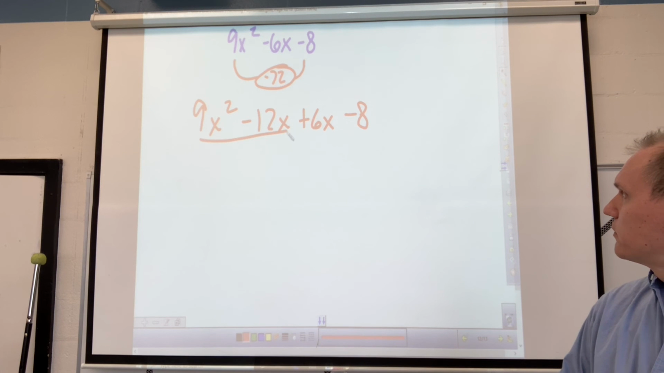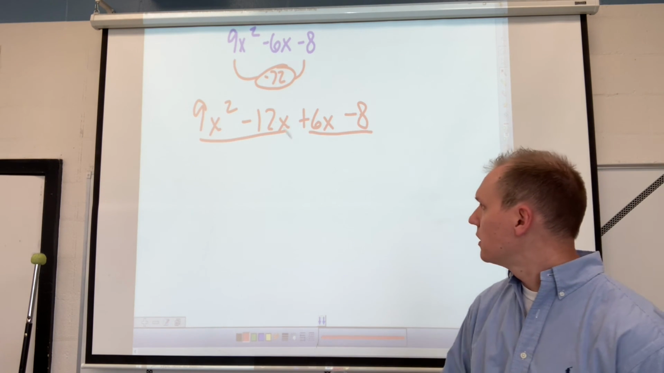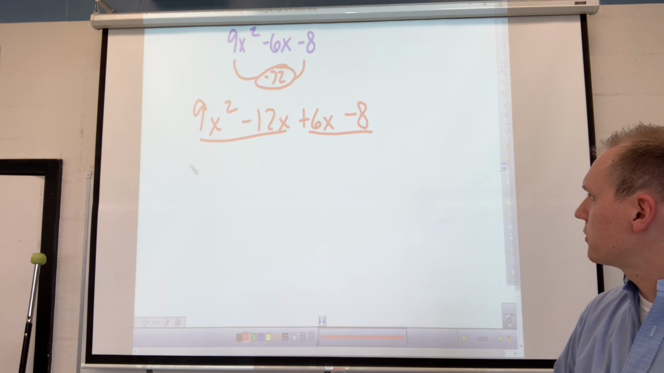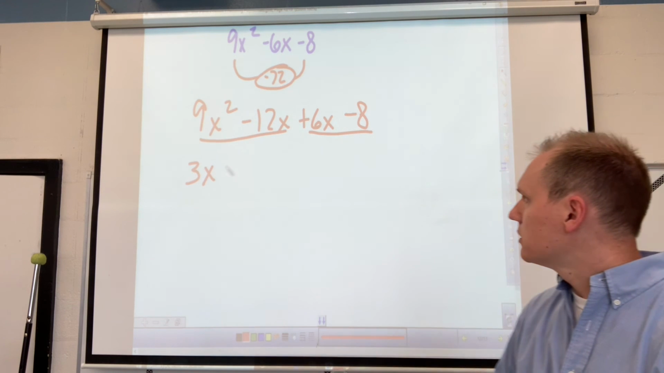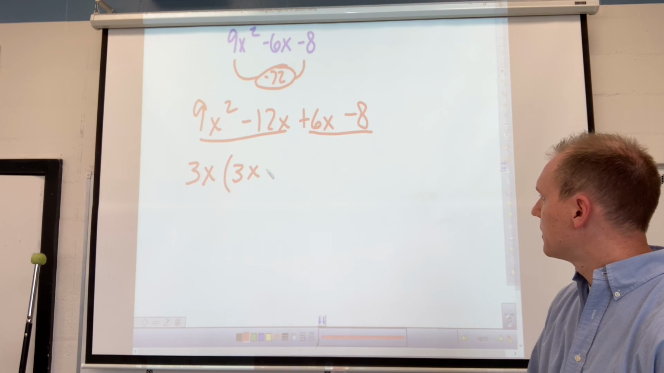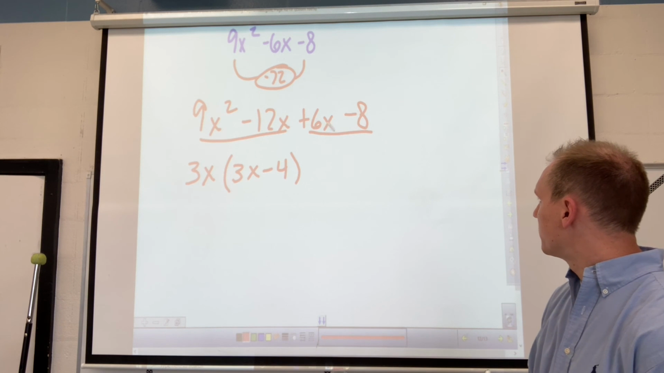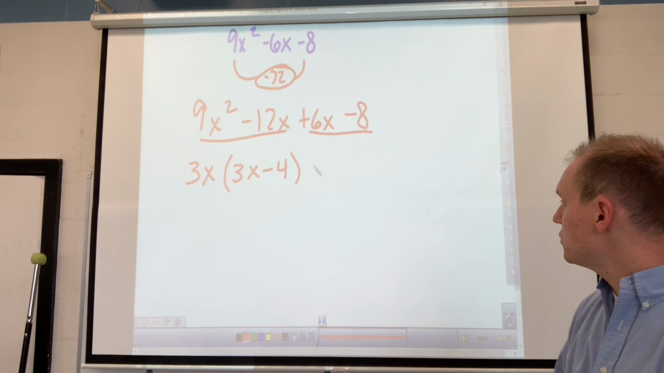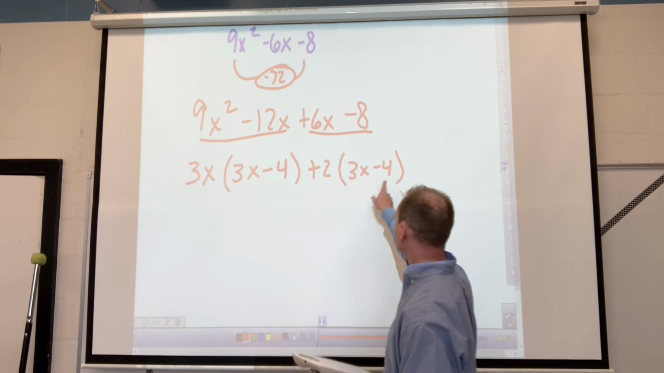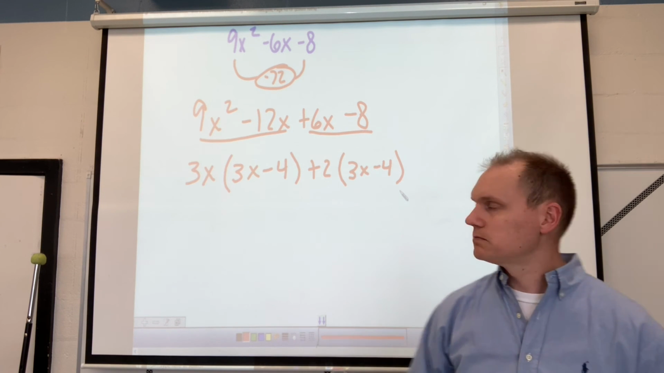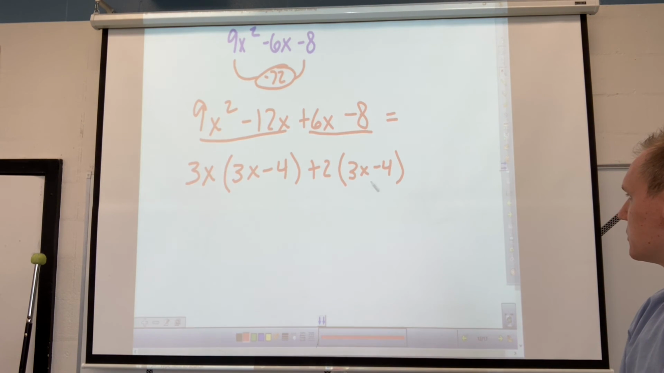From there, we can factor out what we can from both groups. From the first group, 3x is the greatest common factor, leaving us with 3x minus 4. And then from here, we can factor out a 2, leaving us with 3x minus 4. Again, it's a good indication that you're on the right track because those are equivalent in the parentheses. So this is equal to, we can factor out a 3x minus 4 from the entire expression, leaving us with 3x plus 2.